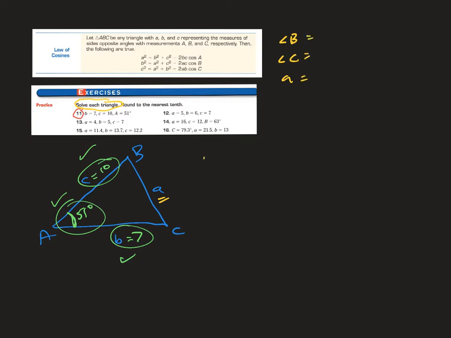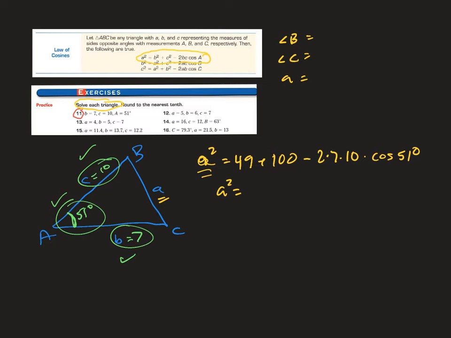I know that A squared is going to equal B squared, which would be 49, plus C squared, which would be 100, minus 2 times 7 times 10, 2 times B times C, times the cosine of 51 degrees. All I did is fill in the blanks on this top formula because I knew I was looking for letter A. A squared equals 49 plus 100 minus 2 times 7 times 10 times cosine 51.